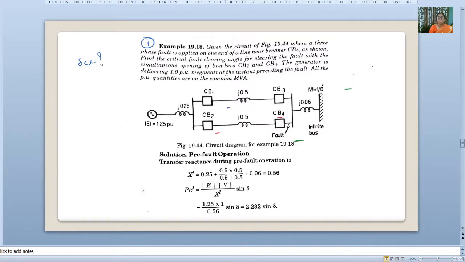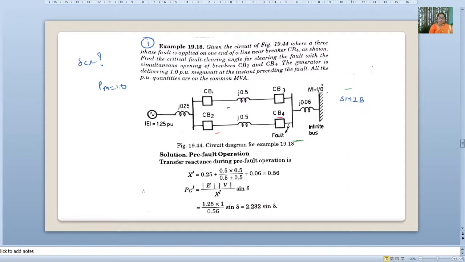The generator is delivering 1 per unit, that means PM is given as 1 per unit. At the instant preceding the fault, all per unit quantities are on a common MVA base, so these values are given. This is our generator, then the transformer reactance, circuit breaker CB1, line reactance, then again a transformer, connected to the infinite bus system. This is a single machine infinite bus system.